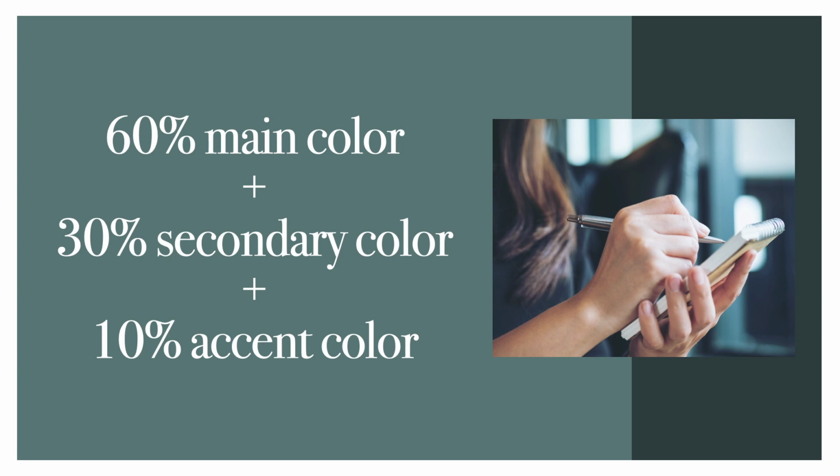So here it is. 60% of the color used in your room should be the main color. 30% should be a secondary color, and 10% should be your accent color. When you distribute your colors according to these percentages, the result is some pretty fabulous looking design. So, how do we use the percentages?